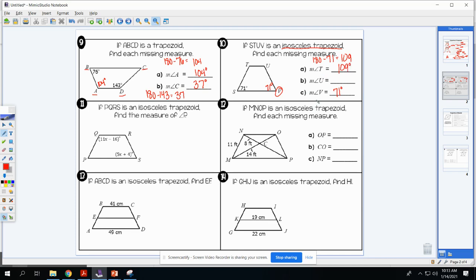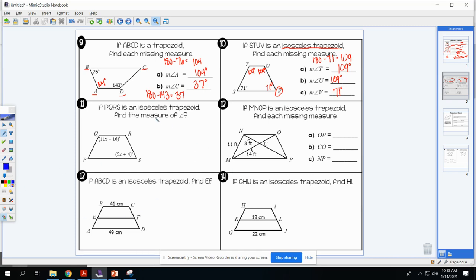So we know angle T and angle V add to 180. Same thing goes here for angle U. Angle U plus angle S is equal to 180. You could also think, hey, these two are base angles, angle T and angle U. We know that base angles are congruent. So angle U would also have to be 109.